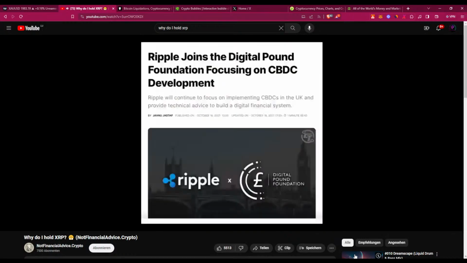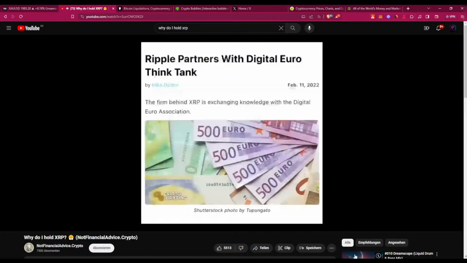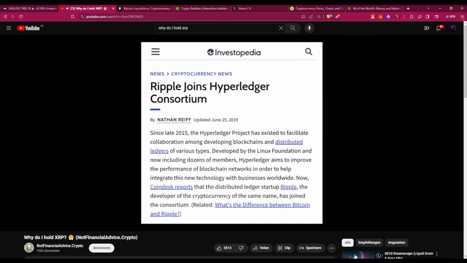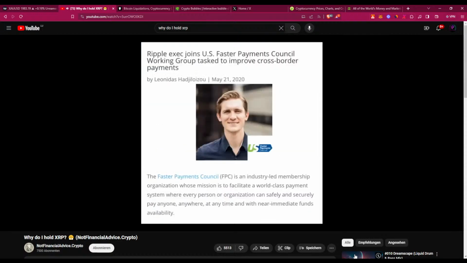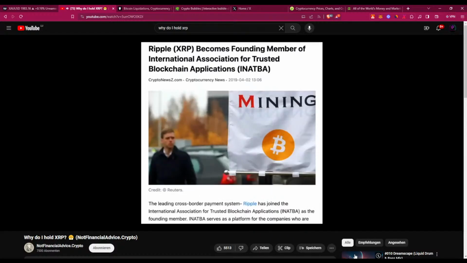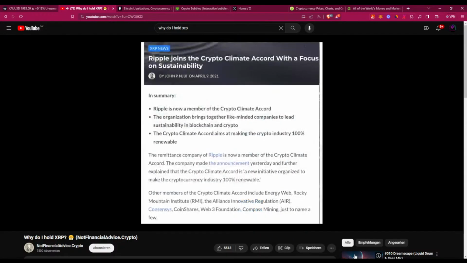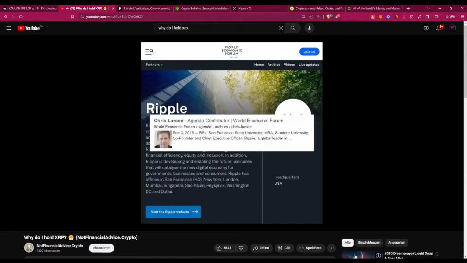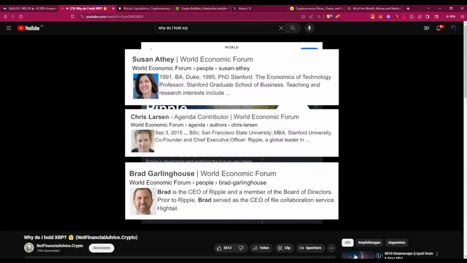Ripple, who's a member of the Digital Pound Foundation, Digital Dollar Project, Digital Euro Association, Mojaloop, IMF's high-level advisory board on fintech, Hyperledger Blockchain Consortium, Open Payments Coalition, Faster Payments Council, Global Payments Steering Group, Cross-Border Working Group, International Association for Trusted Blockchain Applications, Crypto Climate Accord, University Blockchain Initiative, World Wide Web Consortium, and a featured partner of the World Economic Forum with 3 members of their team directly listed on the WEF website.